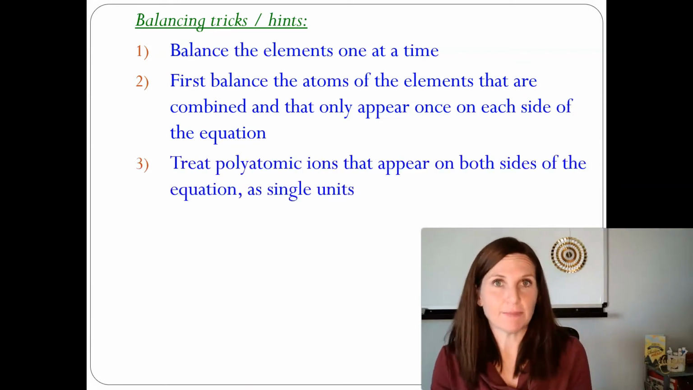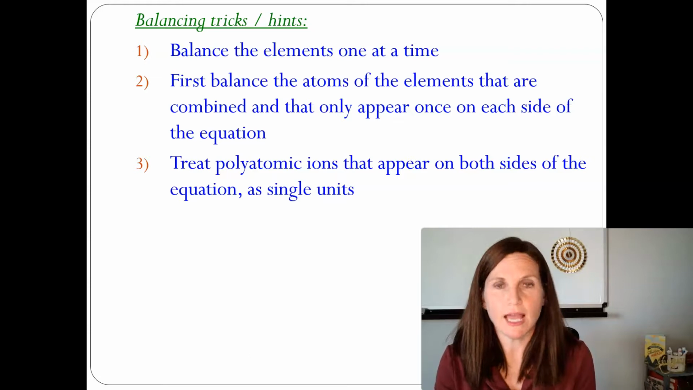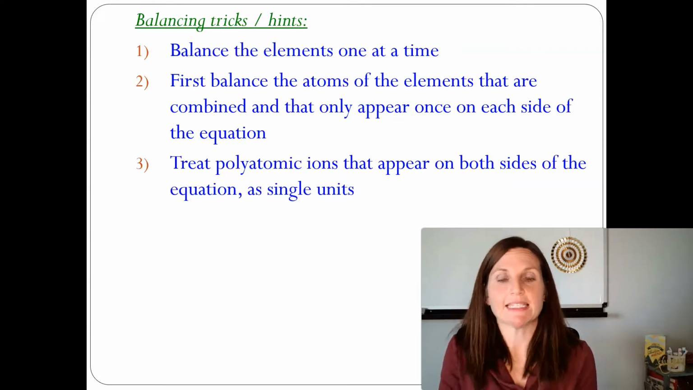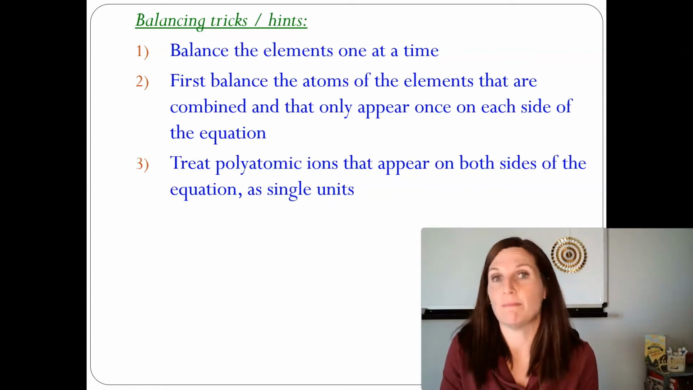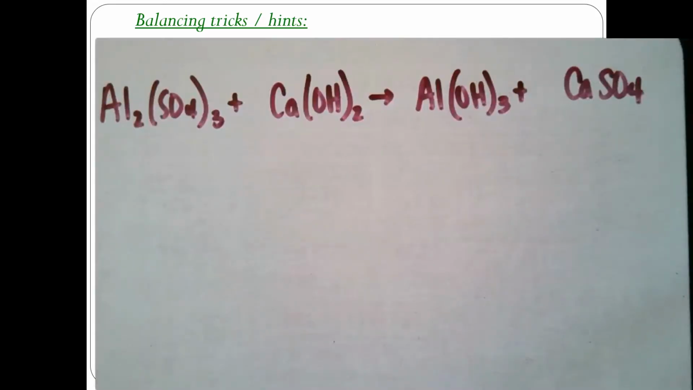This next tip, number 3, is really important. We need to treat polyatomic ions that appear on both sides of the equation as a single unit. And I'm going to go ahead and balance one like this with you right now. We're going to balance this one that you guys are looking at here. With a reaction like this, what we're saying is we want to treat our polyatomic ions as single entities.